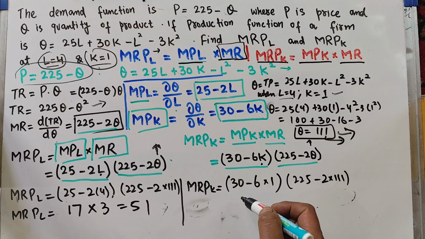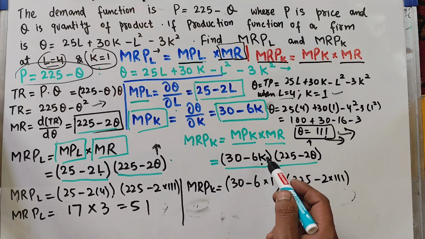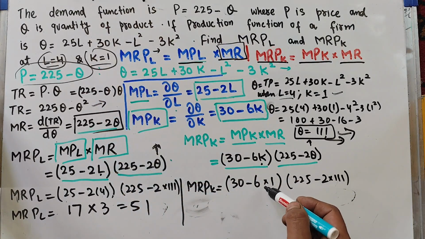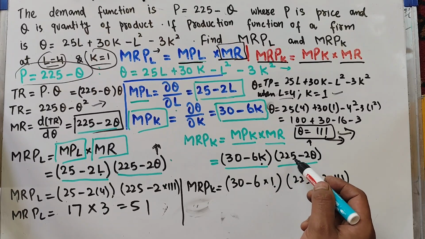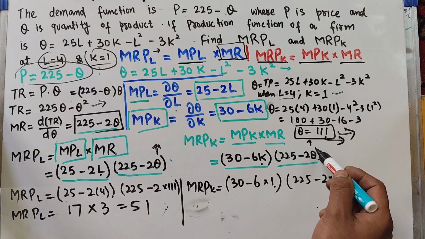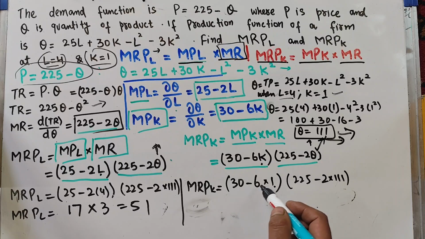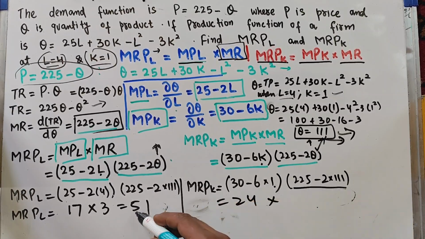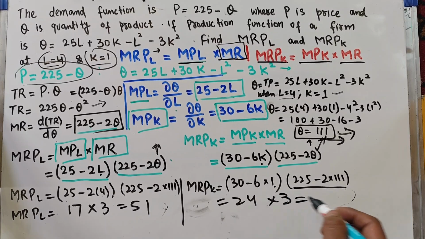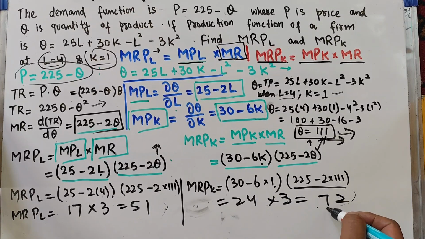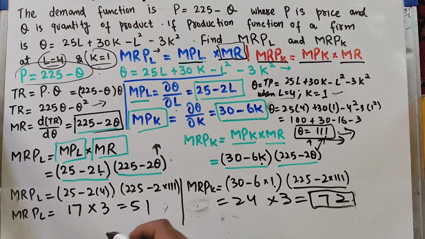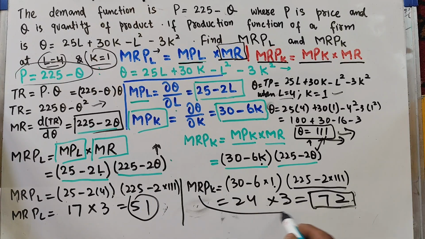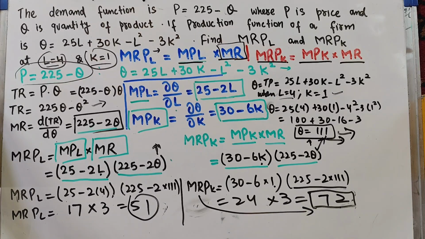Similarly, marginal product of capital will be equal to 30 minus 6, the value of K given to us is 1, so we write here 1, times 225 minus 2Q, where the value of Q is 111. So 30 minus 6 is 24, times this we calculated as 3, so this will be 3 4s are 12, 3 2s are 6, which comes out to be 72. So marginal revenue product of labor is equal to 51, and marginal revenue product of capital is 72. I hope I make myself clear in this video. Thank you.